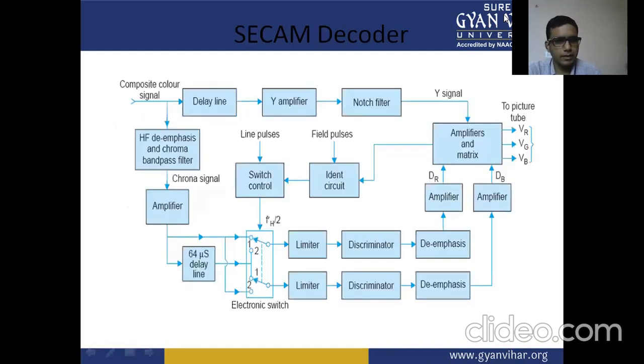This is the SECAM decoder. Here the composite video signal is received by the antenna and is decoded, and the Y signal and DR and DB signals are produced by the circuitry. Finally, through the amplifier and matrix, the signals VR, VG and VB are produced, which are applied to the picture tube.